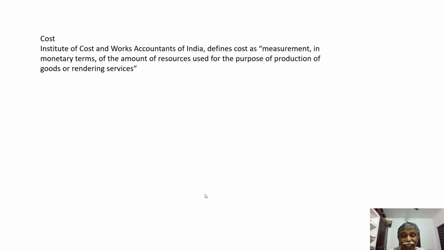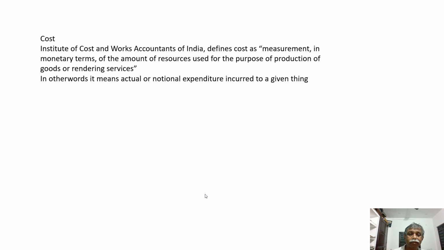See, what is actually cost? Cost means expenditure that you incur for producing something, actual or notional expenditure. See, here in cost we call it actual or notional. What do you mean by actual? Actual means it has gone from your pocket or you will pay. Notional means which you have not paid, but if somebody else would have produced it, he would have incurred it.